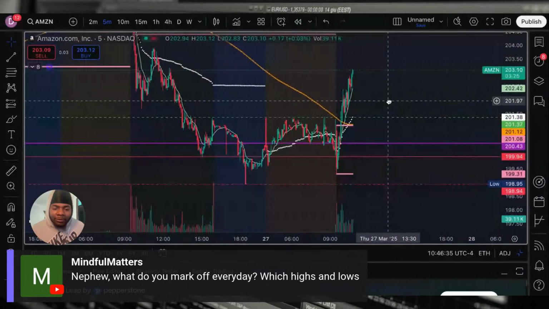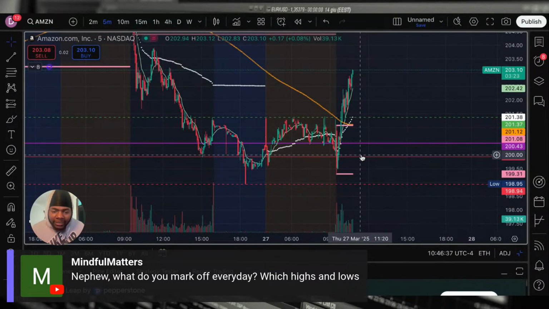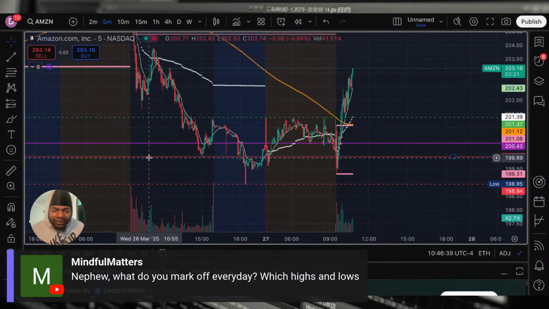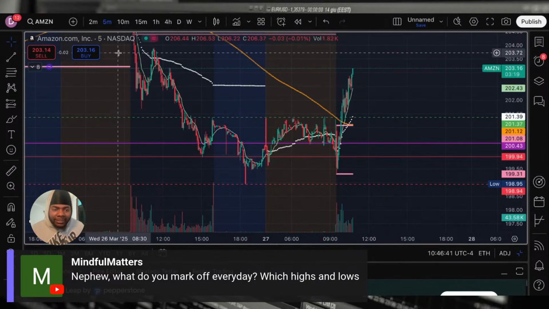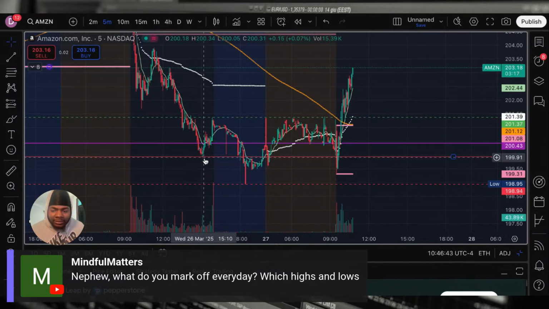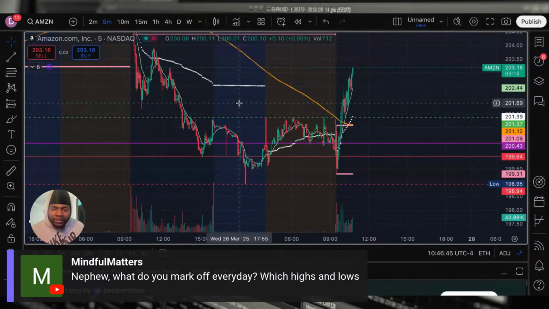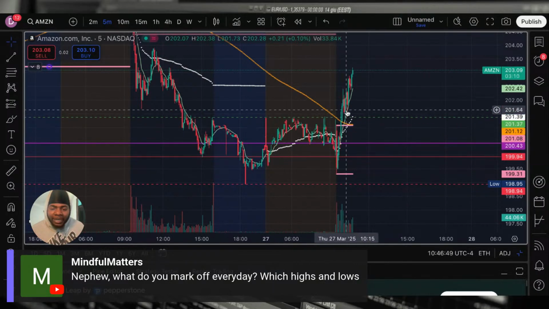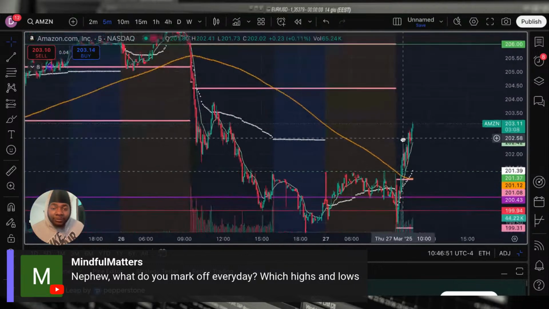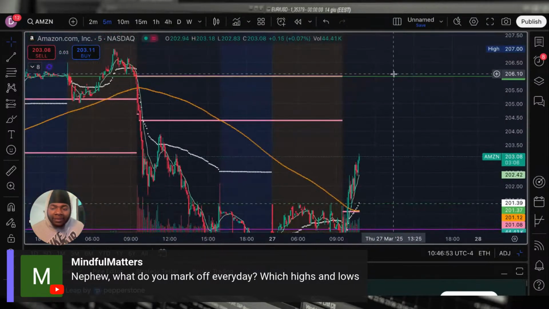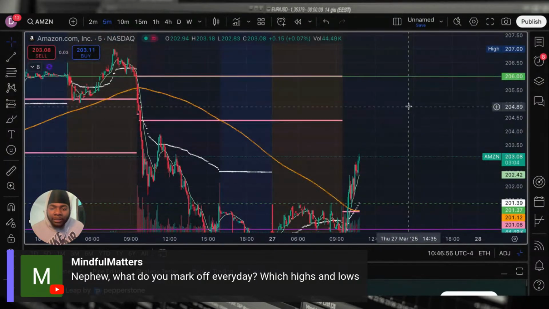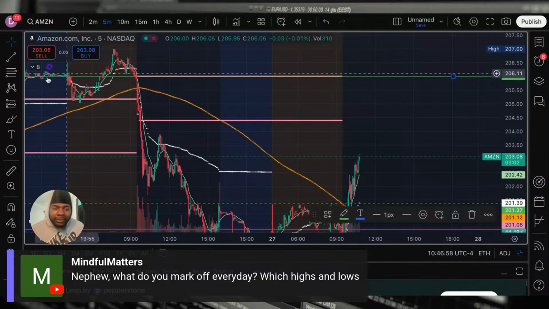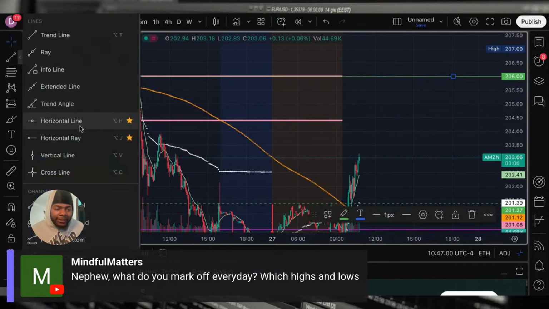Okay, so the other two levels I want to have: my yesterday's low is that solid red line right there. Yesterday, Amazon closed right around the 199, 200 level. That's the reason why I woke up like, oh, 200 still holding, I'm waiting on Amazon. But the high of yesterday was 206, so I marked 206.